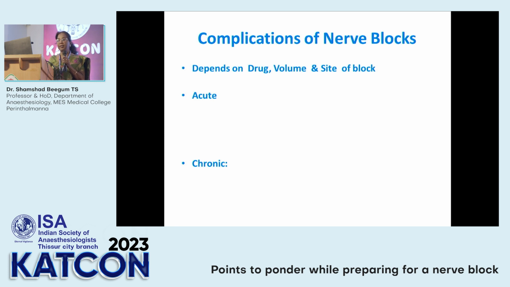The complications of nerve blocks depend upon the type of drug that we are using, the volume of the drug that we are injecting, as well as the site of block. The complications are divided into acute and chronic. The acute complications are allergic reactions, hematoma, and local anesthetic systemic toxicity. For that, we require an emergency cart with the drug cart, with all other accessories that we require.